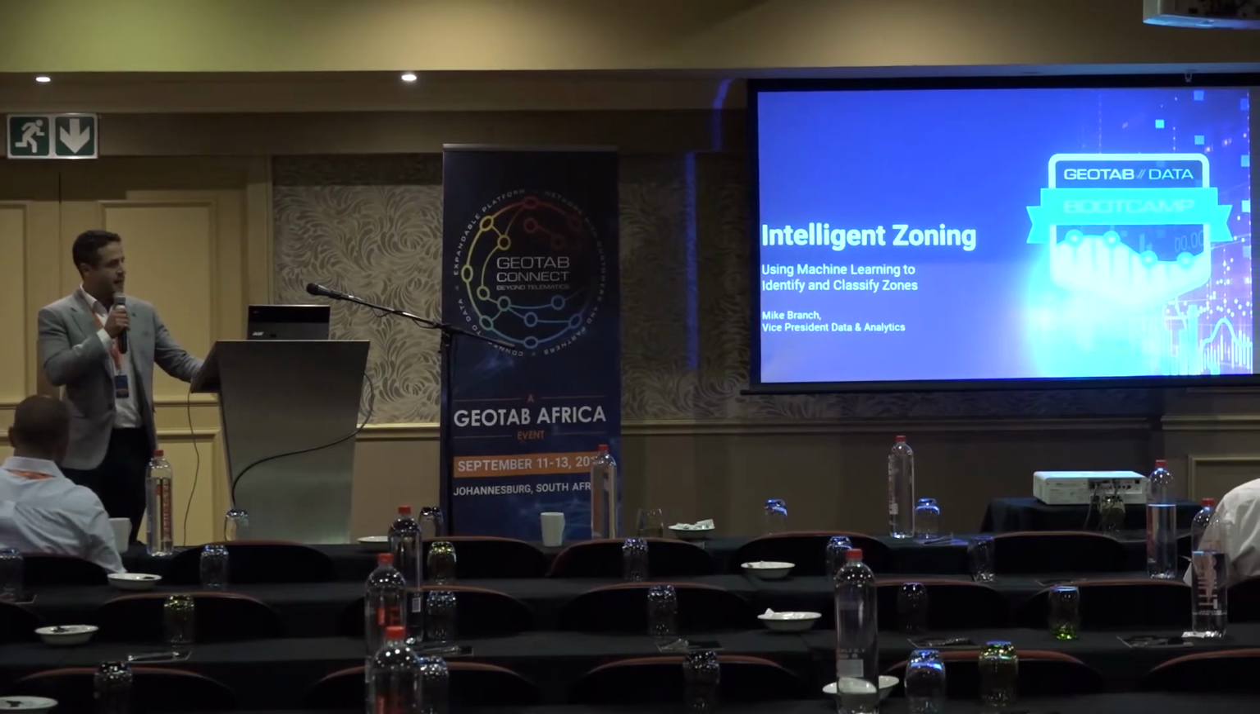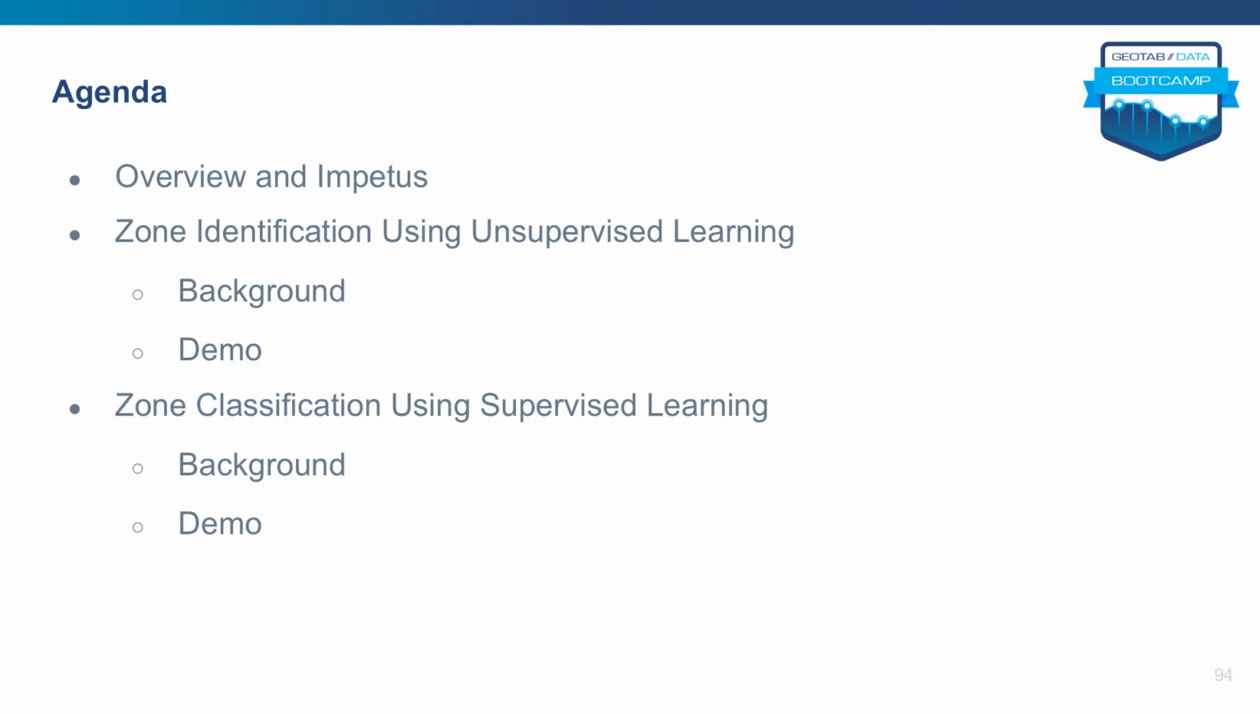So looking at intelligent zoning, leveraging machine learning. I'm going to go through a couple of machine learning concepts and how we're identifying and classifying zones automatically. Quickly, what we're going to go through today: I'll give you an overview and the impetus for why we're looking at this. Then I'm going to go through two different problems. One is zone identification, using unsupervised learning to identify different zones. I'll give you a bit of background and a quick demo. And then classification using supervised learning. I'll walk you through each of these different concepts as well.